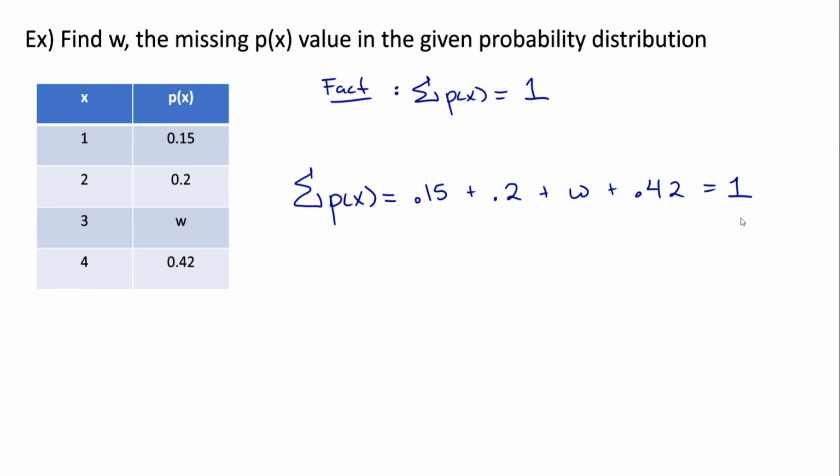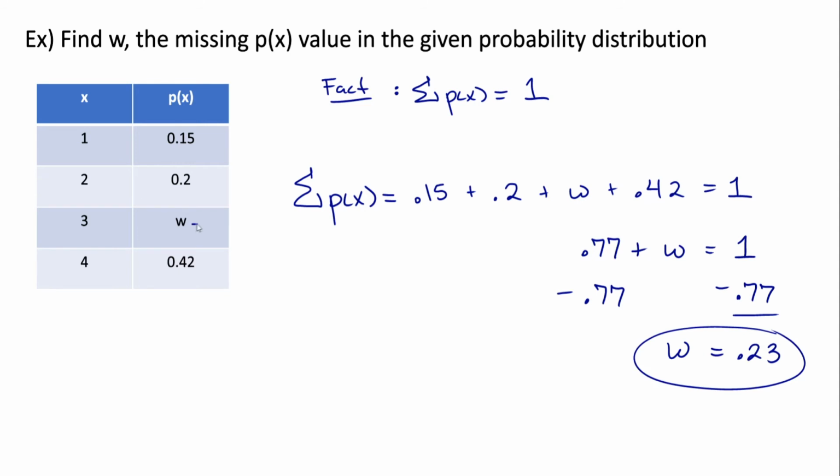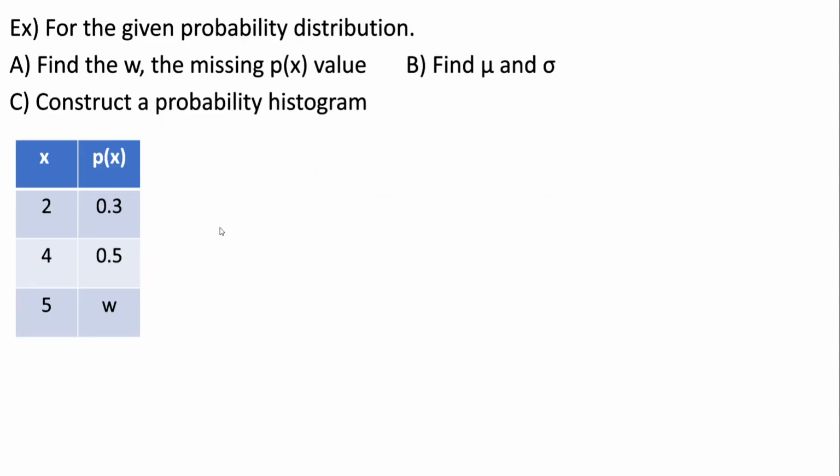Now all of these should add up to 1. Now we just need to do a little bit of algebra. We end up getting 0.77 plus W is equal to 1. Subtract that from both sides. And we end up getting W is equal to 0.23. We need to use that type of technique in order to solve problems like this.